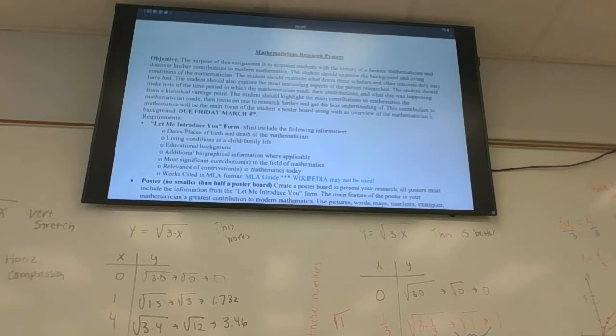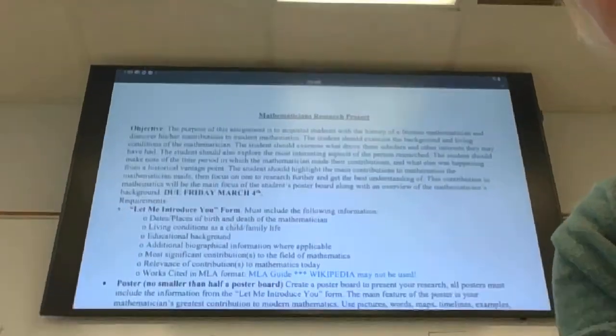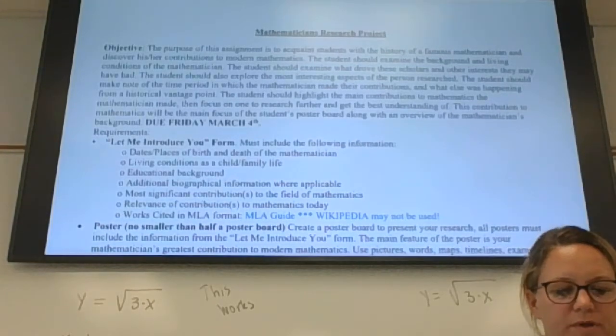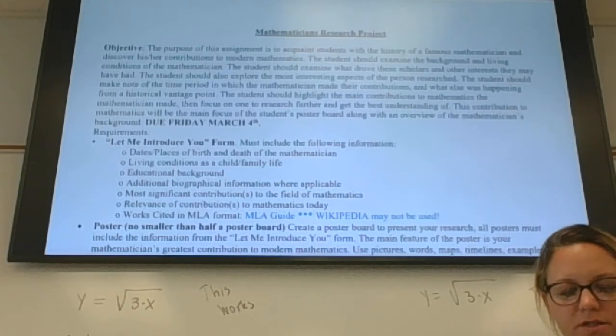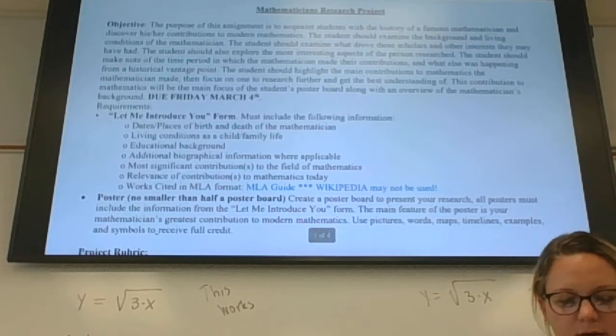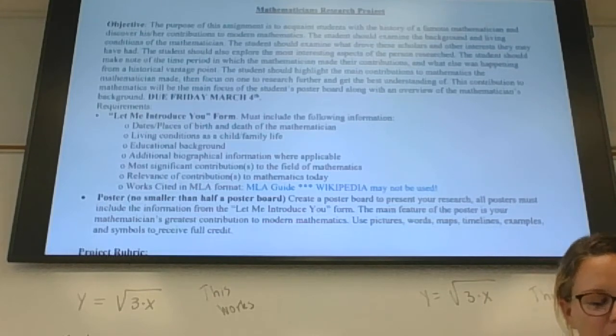So you research a mathematician and you make a little poster board. So I have some really nice examples I can show you. But what's important about the research, the purpose is to acquaint students with the history of a famous mathematician and discover their contribution to modern mathematics. You should look at the background living conditions, see what interests they had, note the time period and what was happening during that time period.